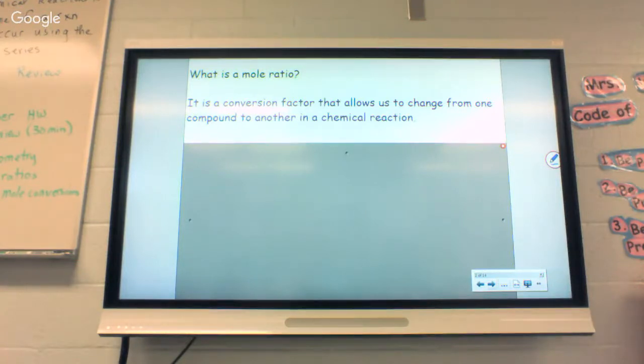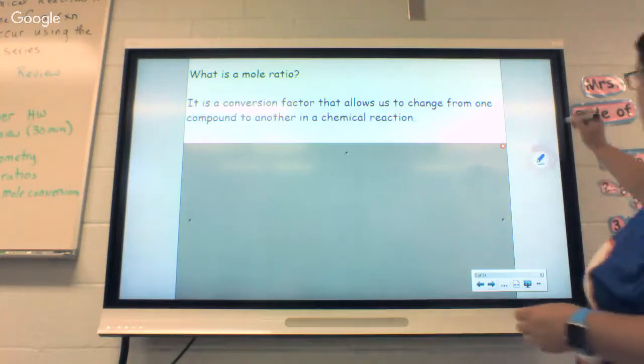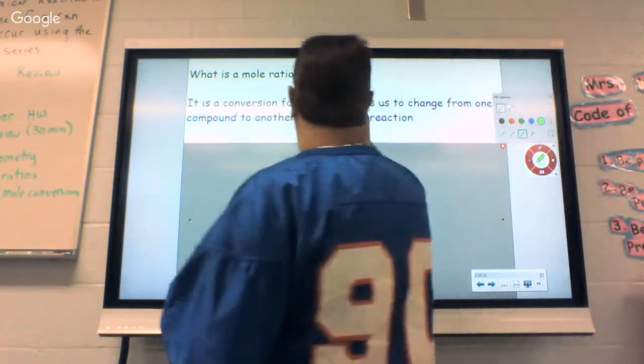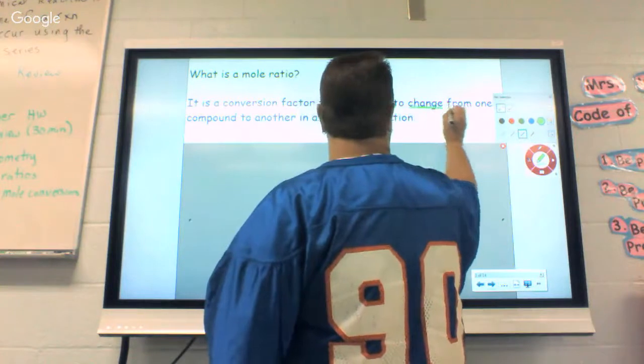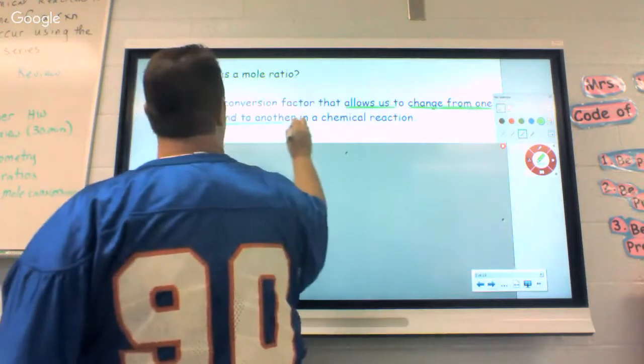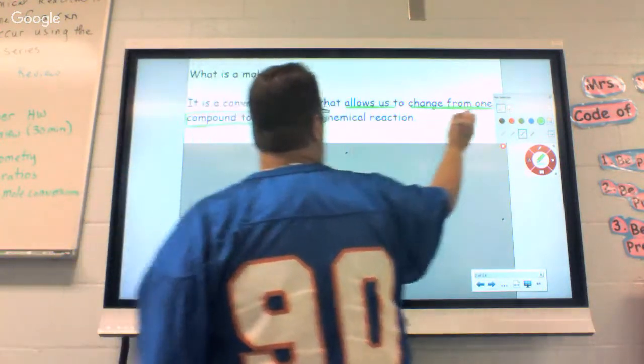All right, so a mole ratio is our only new skill today. Writing a mole ratio. So, what is a mole ratio? A mole ratio is a conversion factor. That is its function. It's a conversion factor that allows us to change from one compound to another.